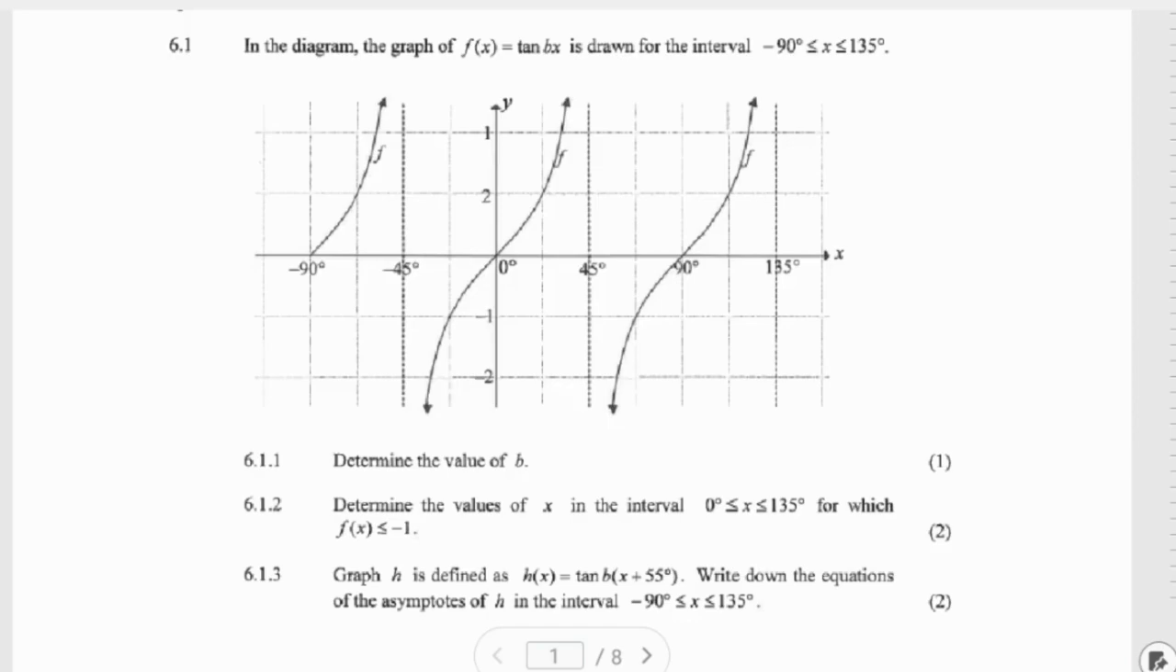Let's see how they ask trig functions in exams. Okay. So it's given that in the diagram, f of x is tangent bx. It's drawn, and then it's between the interval -90 and 135. So it starts from -90, ends at 135. The first question is to determine the value of b.